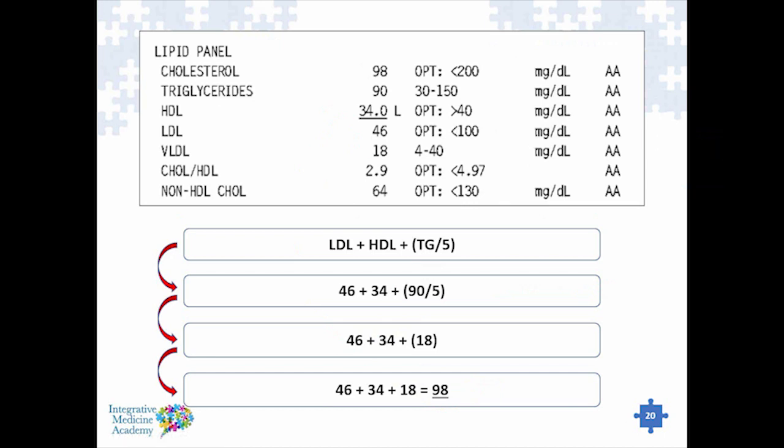But again, it's the total cholesterol. It's trying to understand what's low, what's normal, and what might actually be slightly high. In this particular person, everything's pretty much low. So our simple calculation is LDL plus HDL plus triglyceride divided by 5. So 90 divided by 5 gives us 18, plus 34, plus 46 equals 98. So the numbers don't necessarily tell us what's going on.